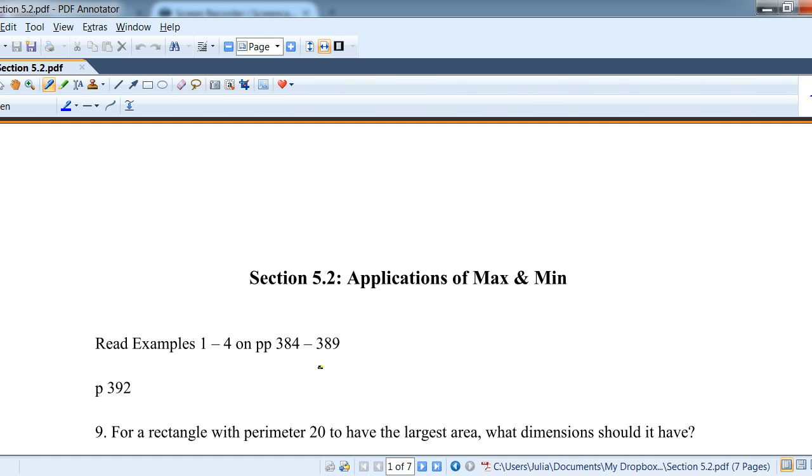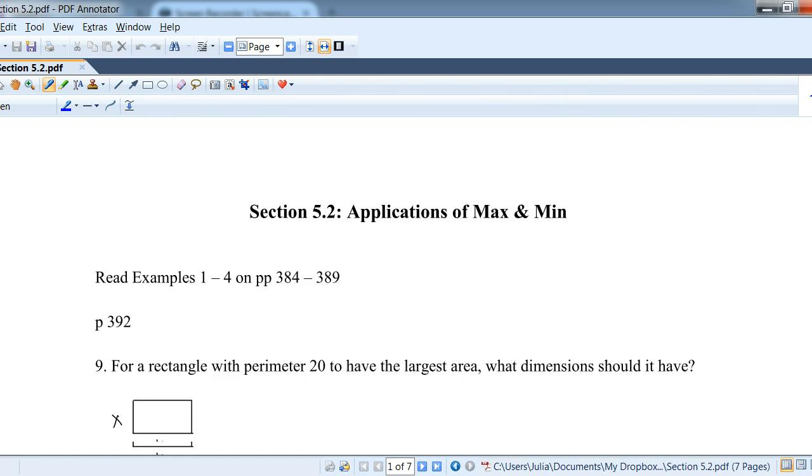And I'm talking about Wiener-Constantinople, the text that we have in the class. So let's talk about number 9 to start with on page 392. A lot of the problems we deal with the area, perimeter, so let's take a look at this one. So let's say a rectangle has perimeter 20. To have the largest area, what dimensions should it have?